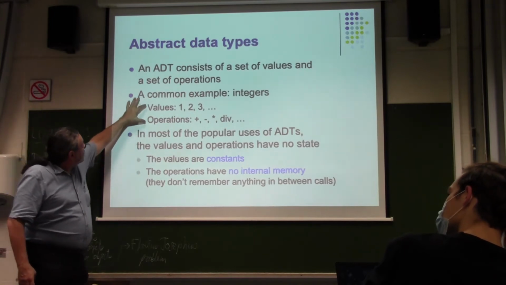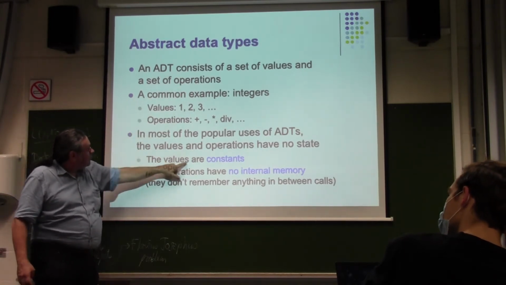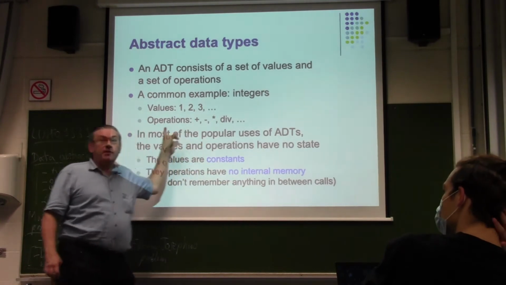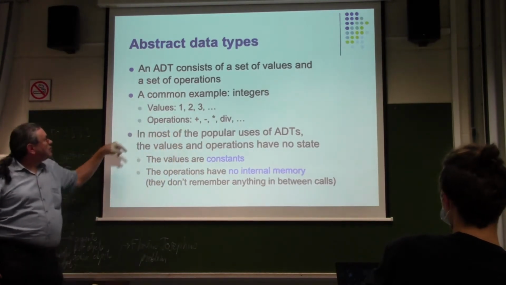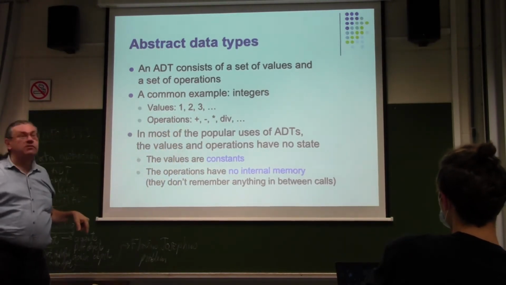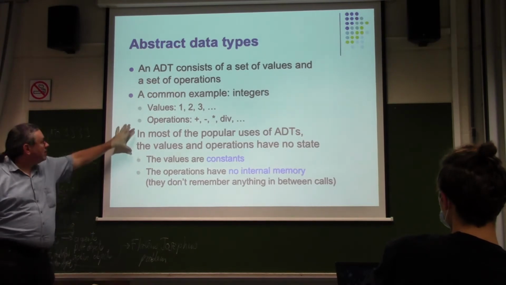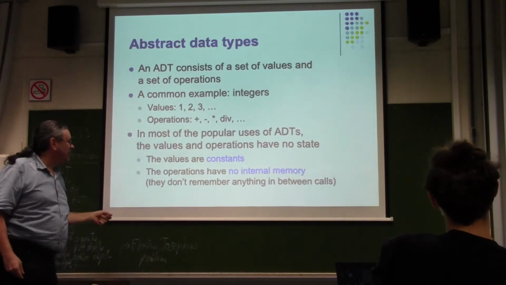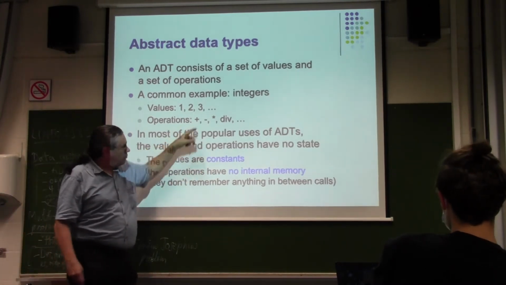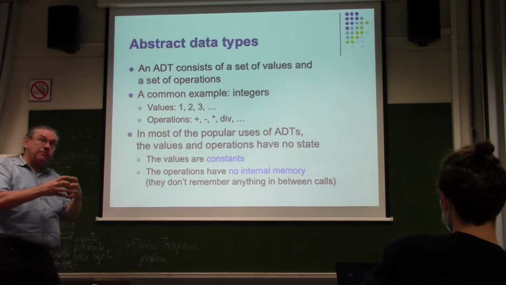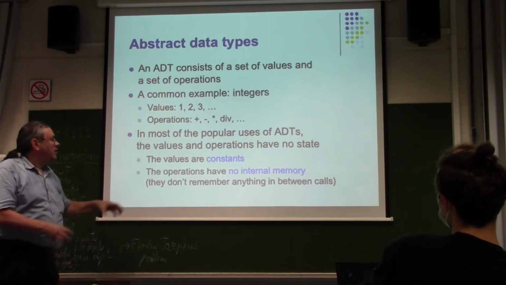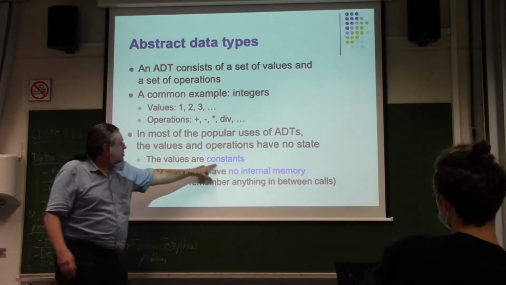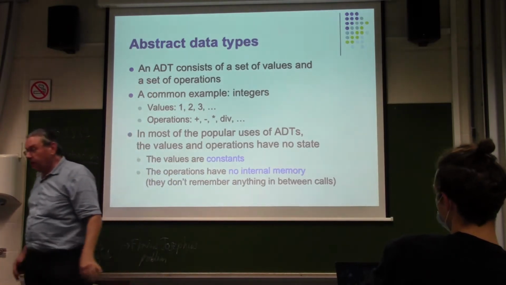So usually, these two things are constant. So there's no state here. That's the interesting thing. There's no state at all here. Nothing is modified. It's purely declarative. So these values cannot change. 2 is 2. And the operations have no internal memory. Plus is the same piece of code and won't change. Okay? So this is all purely declarative.